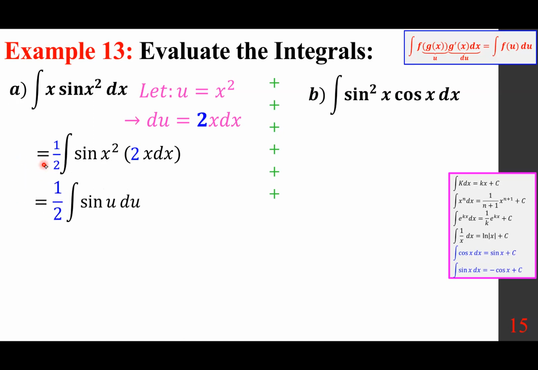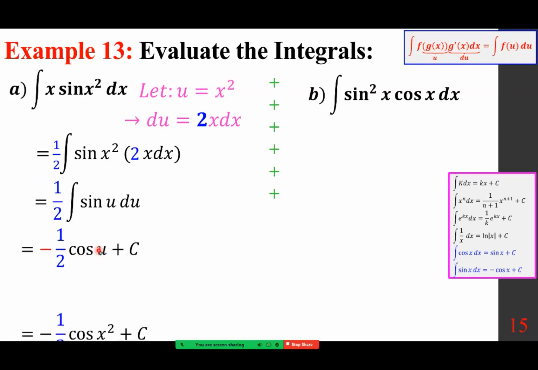So half of sine u du. The derivative of sine is cosine, but the integral is negative cosine and a constant. So this is the negative sign we're going to keep. Negative 1/2 cosine u and a constant, and the u is replaced with x squared. Everybody's happy.